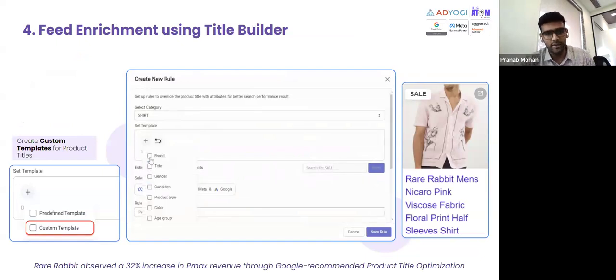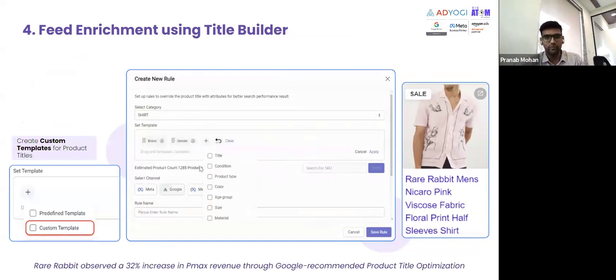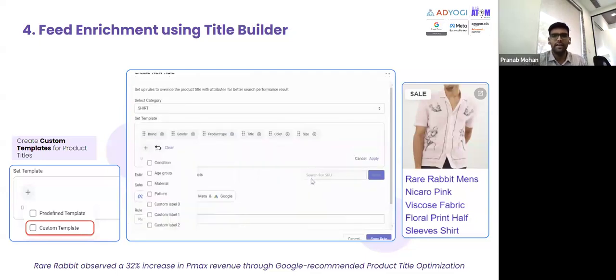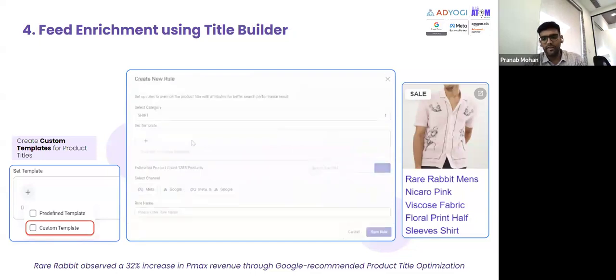This is where the title builder comes into the picture, where you have the option to create customizable or enriched titles based upon your feed, and then automatically push them. So apart from just a yellow kurta for sale, you can have a yellow kurta with material, size, print, multiple custom attributes and labels to make your titles more enriched and have better discoverability on top of your optimized titles.